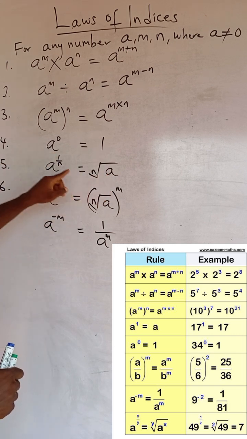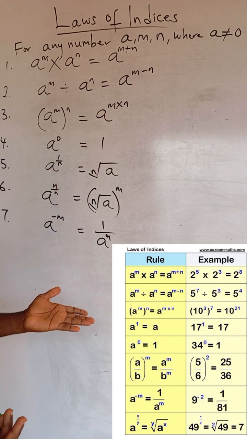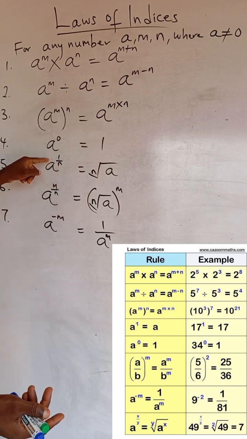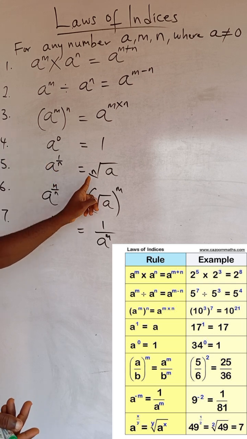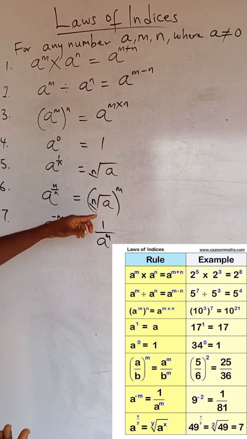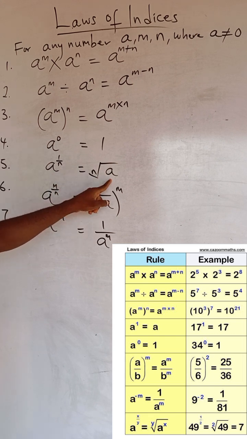Now I didn't show the power here because the power here is 1, and any value raised to the power of 1 does not change that value. So when you have this case like this, just know it that the denominator becomes the root of that value. That's why we're having a to the power of 1 over n is equal to the nth root of a.